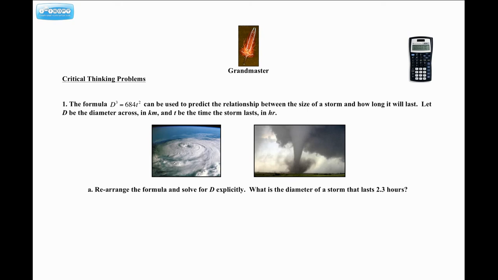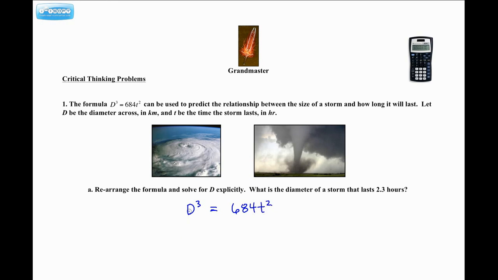Part A asks us to rearrange the formula and solve for d explicitly, and then determine what is the diameter of a storm that lasts 2.3 hours. So first of all, what does it mean to solve for d explicitly? Well, we take this formula and we want to just write it as d equals something, not d cubed. So d to the power of 3 is equal to 684 times t squared.